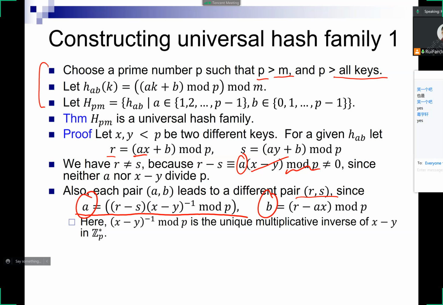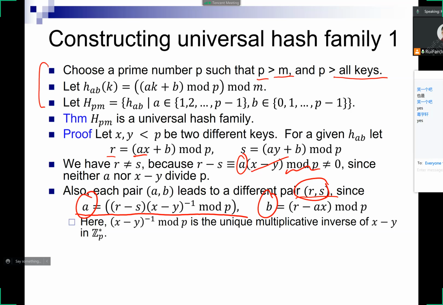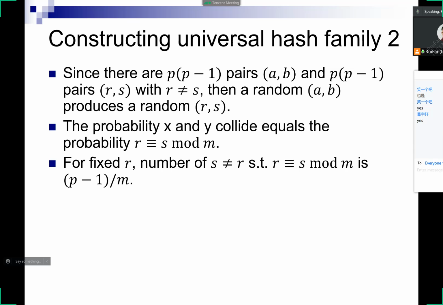Okay, so the point of this is to say that if I give you a pair RS, then you can uniquely produce another pair AB, by solving for A and B using these two expressions. And this means that each different A and B is going to lead to a different pair R and S. So this is the second fact that we have over here.